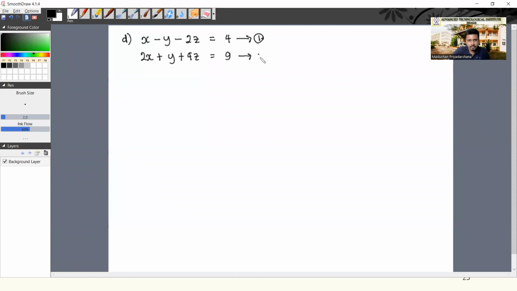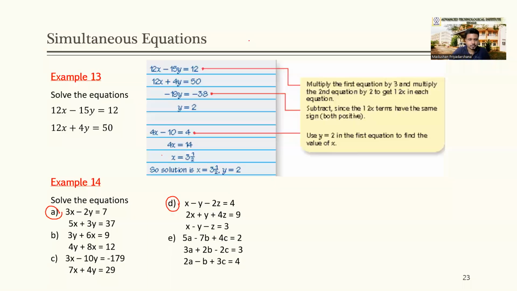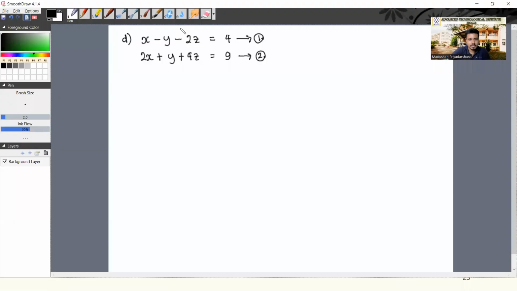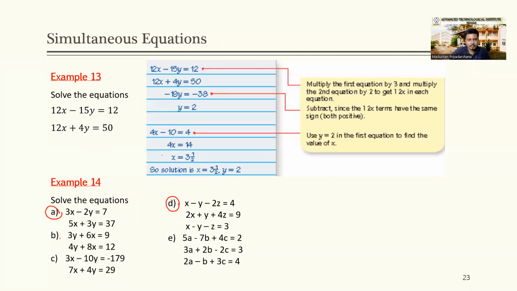This is equation 2. Then see, since there are 3 unknowns, in order to get the values of these 3 variables, we should have at least how many equations? 3 equations, right?